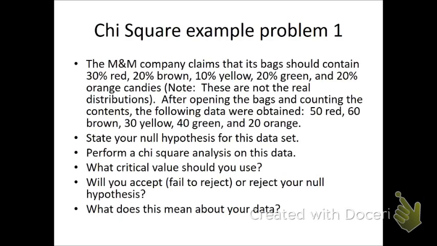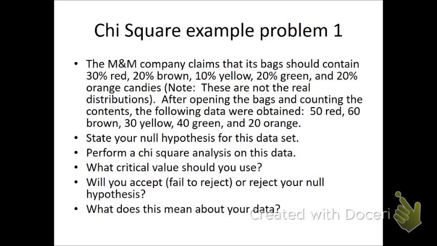And then a little bit further down, it says after opening the bags and actually counting the contents, the following data were obtained. So when we actually counted the M&Ms in the bag, we got 50 red, 60 brown, 30 yellow, 40 green, and 20 orange.